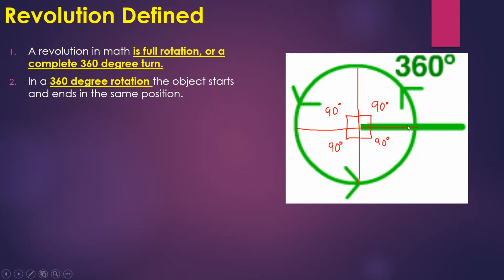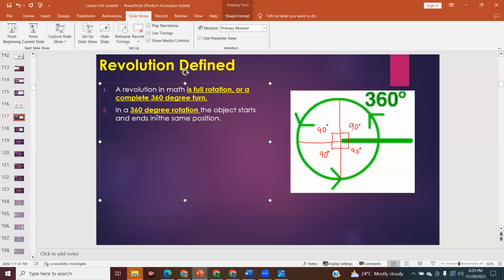But either way, a full rotation is 360 degrees. So the object starts at one place and it rotates, and it ends in the same place that it started. So that's what I mean by a 360 degree rotation. It starts and ends in the same position. Now, one complete turn or rotation of 360 degrees is known as a revolution.